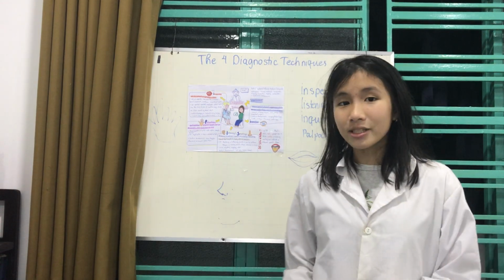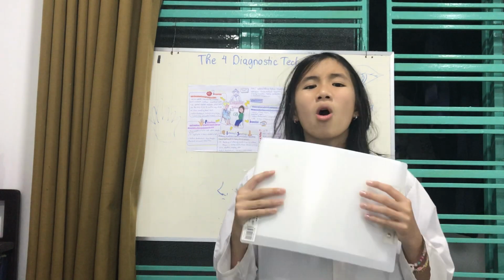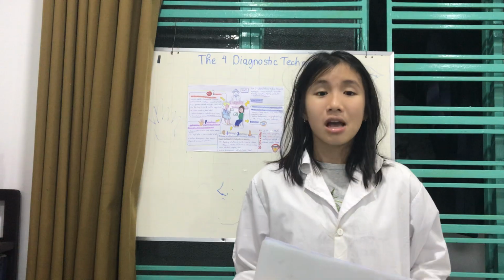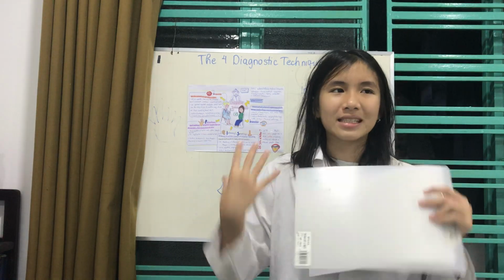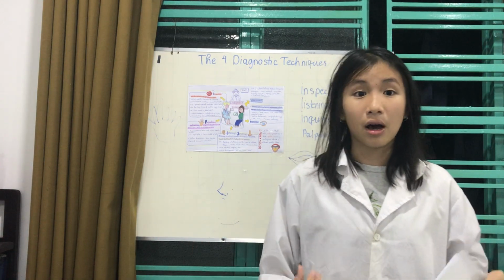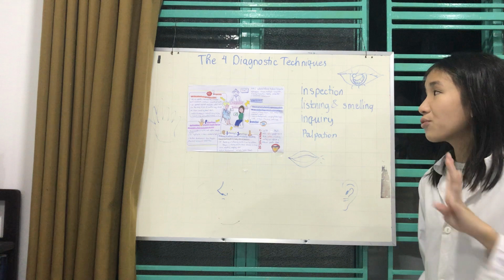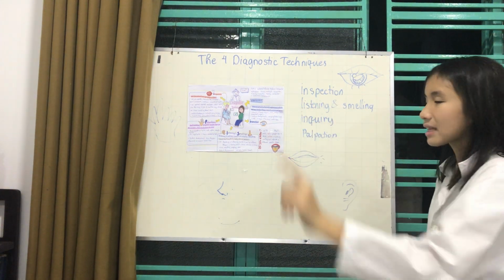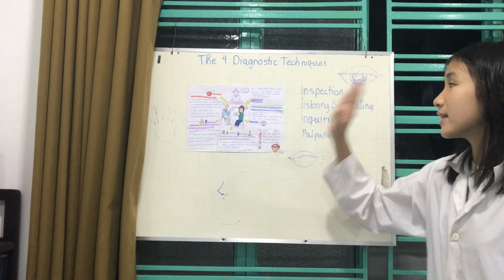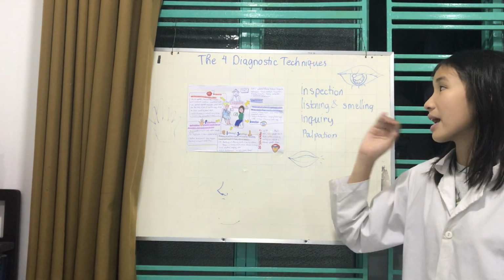In this video, I'll be talking about my main video, which is on the 4 diagnostic techniques. Now, what are the 4 diagnostic techniques? Well, the 4 diagnostic techniques are some of the diagnostic methods that traditional Chinese medicine doctors use to be able to identify the imbalances within their body. So, those 4 methods will include inspection, listening and smelling, inquiry, and lastly, palpation. And in this video, I'm going to talk exactly about that.